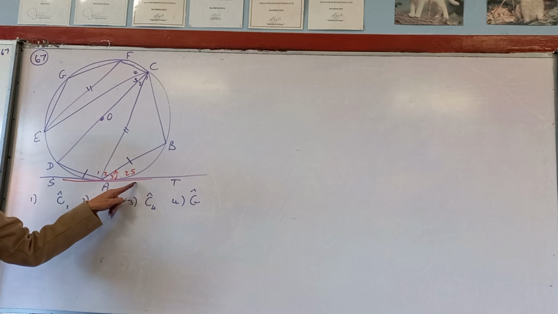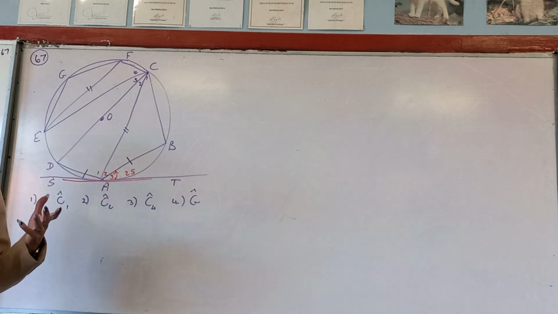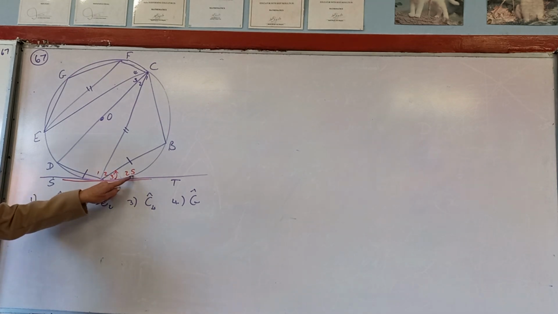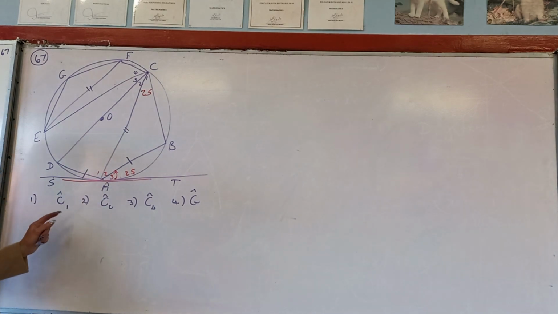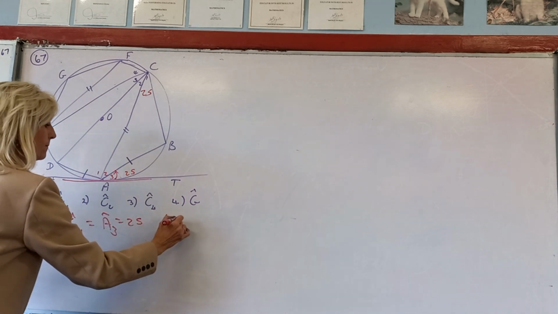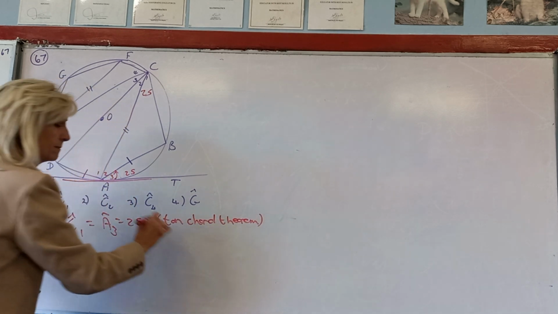So if this is 25 and I see a tangent, the first thing that must come to mind is the tan-chord theorem, which is the 9th one. So we're working backwards. No, not really. But it's a good idea to always go check out the tan-chord theorem. So if that is the tan-chord theorem, what will also be 25? C1. Excellent. And that was my first question. 2 marks for saying that C1 is equal to A3, which is equal to 25 because of the tan-chord theorem.